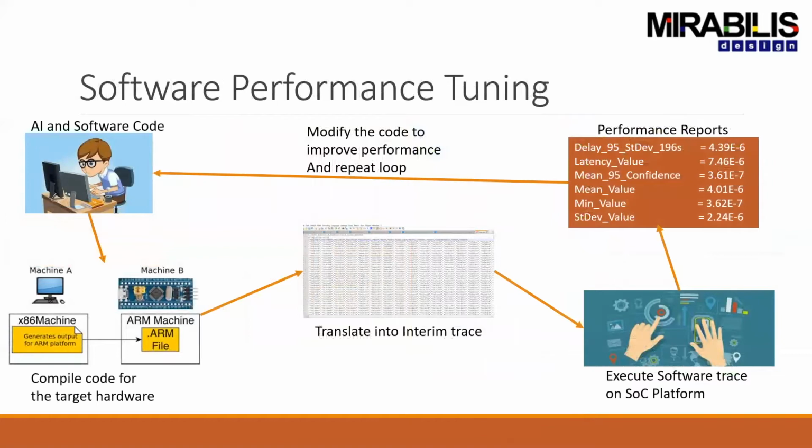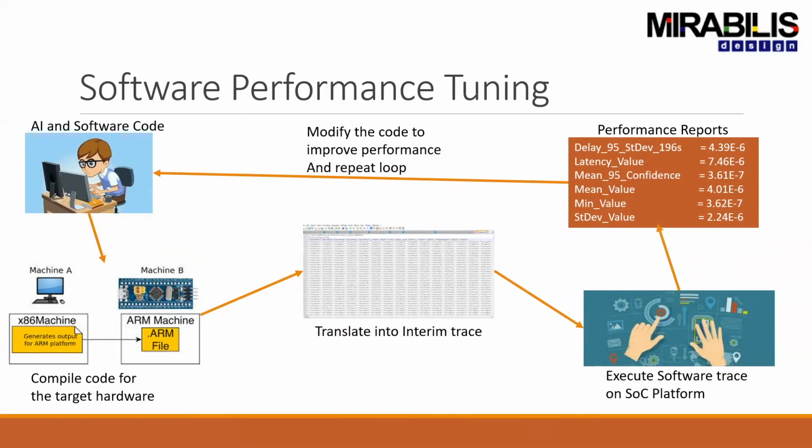Now, the one key aspect of software performance tuning that I would like to bring out, because it's kind of a new concept, is really taking your unique AI or software code and being able to run it on top of a fully validated hardware platform model, and then be able to execute it on that platform model and generate reports, modify the code, and then optimize it on the platform.